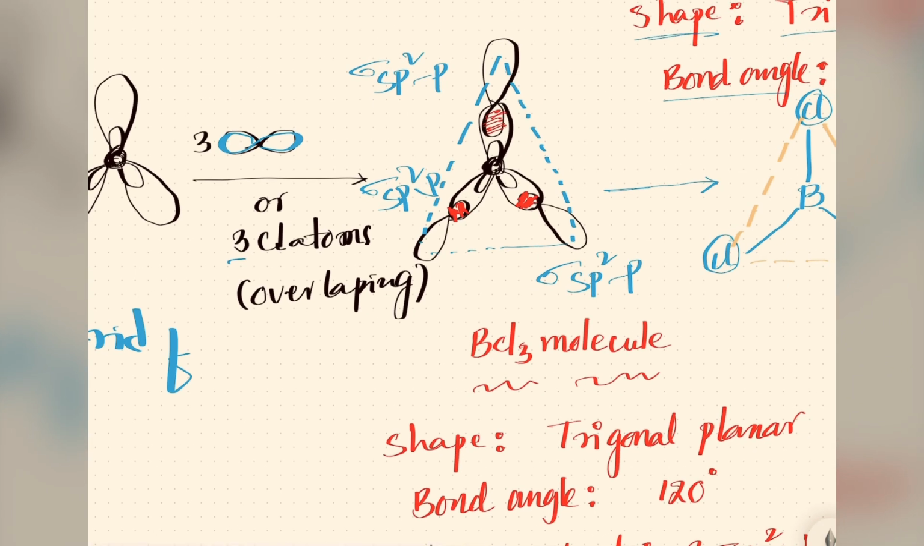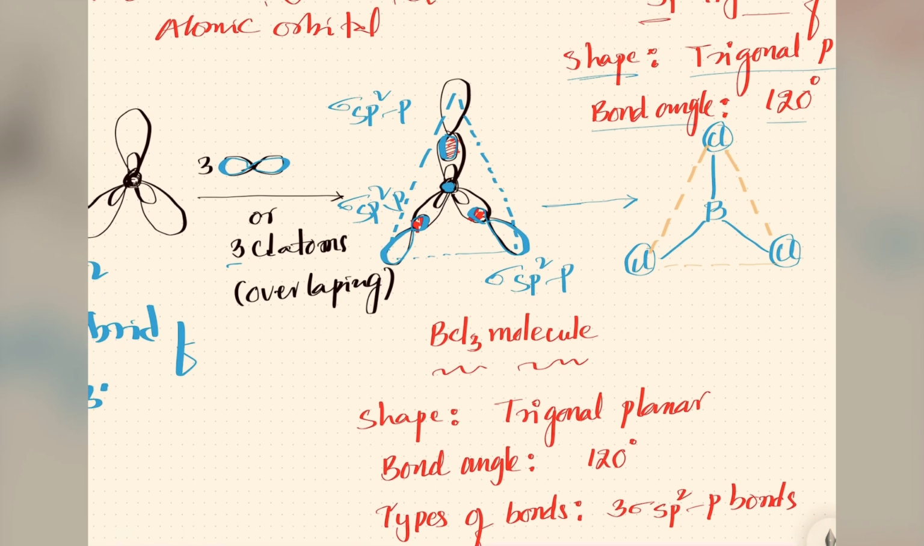See this boron trichloride. This is the central atom, and the remaining are hybrid orbitals. These are hybrid orbitals, and overlapping of which orbital? P orbital. So like this, this is the overlapping of P orbital. This is also overlapping of P orbital. Clear? So this overlapping of P orbital, we'll see how many bonds are formed.